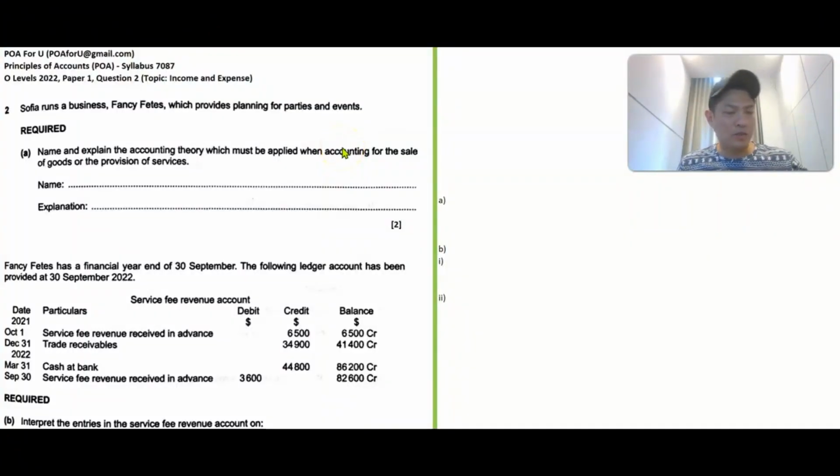Alright, so let's look at what this question has for us. Now, Sophia runs a business, and this business does planning for parties and events. And the first part of the question is asking us what's the accounting theory when you are accounting for sale of goods or the provision of services.